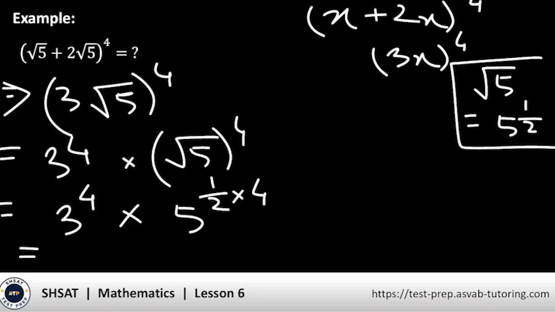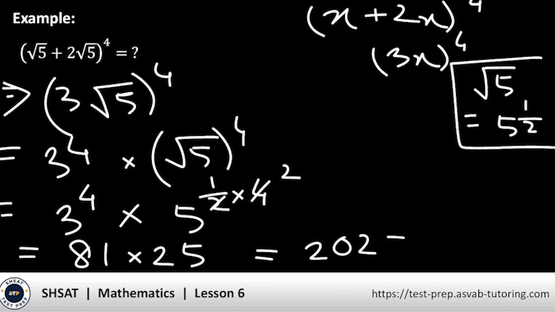So I think by now you'd know what I'm going with this. So 3 to the power 4 is 3 times 3 times 3 times 3. So 3 times 3 is 9, 3 times 3 is 9. 9 and 9 is 81 times 5 to the power of, if I simplify this, that gives me 5 squared, which is 25. So just do 81 times 25 individually. That gives you 2025.